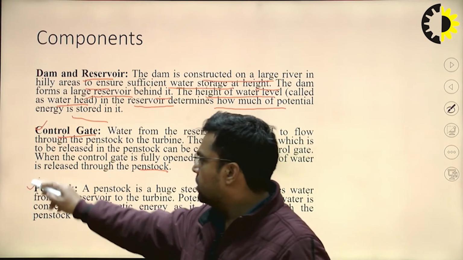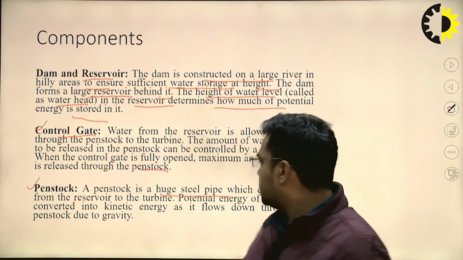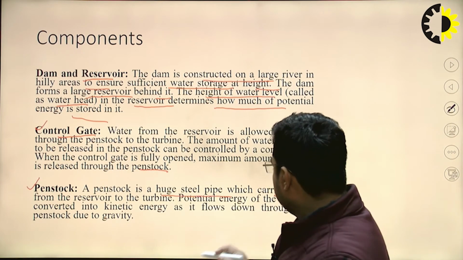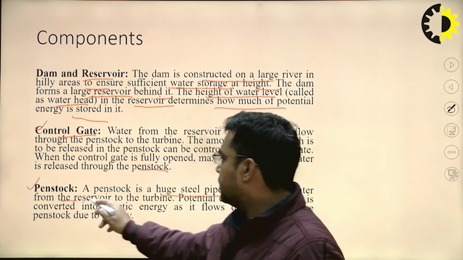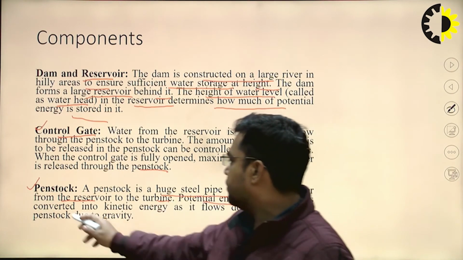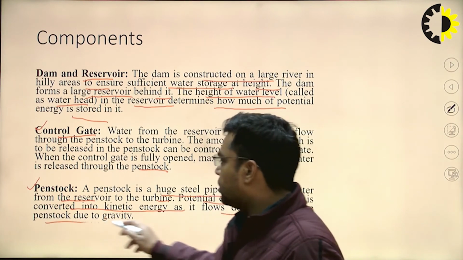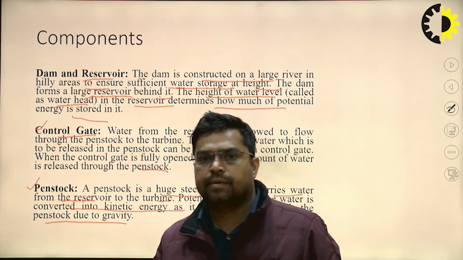Another one is the penstock. So the penstock is basically made up of a huge steel pipe which is used to carry water from the reservoir to the turbine, where the potential energy of the water is converted into kinetic energy as it flows down through the penstock, which is flow through gravity.